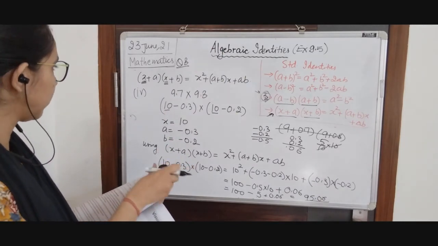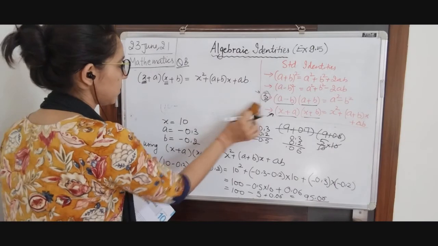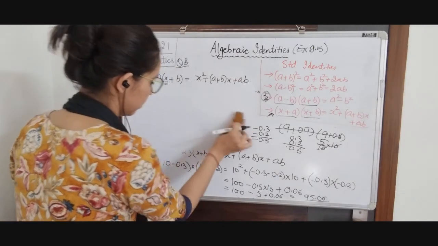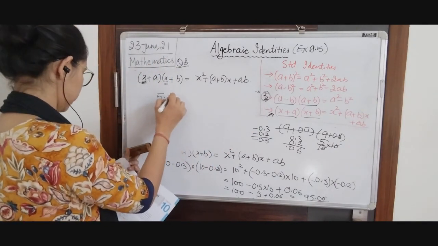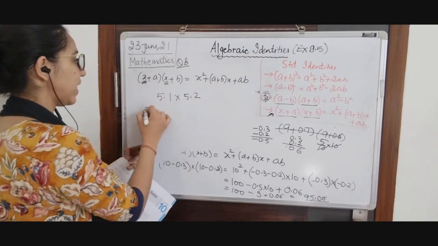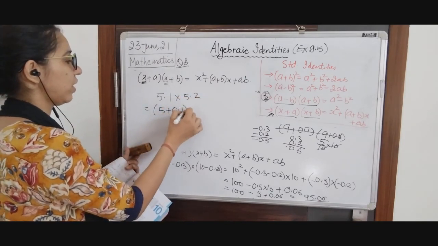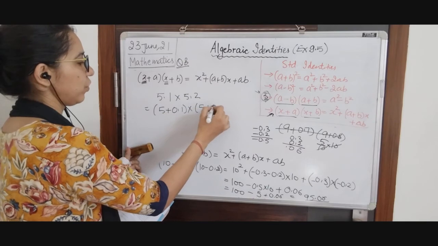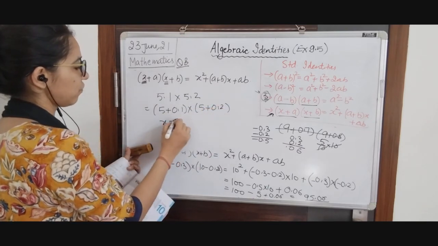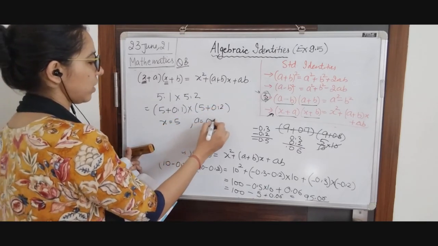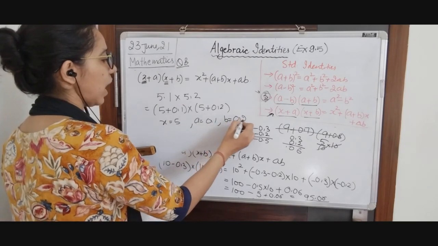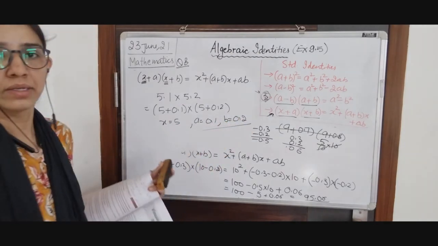So if you want, I can give hints for the second question also. In the second question, we have 5.1 into 5.2. We can write it as 5 plus 0.1 into 5 plus 0.2 and this is your x, 5, a is 0.1 and b is 0.2. I am sure you can simplify it now.